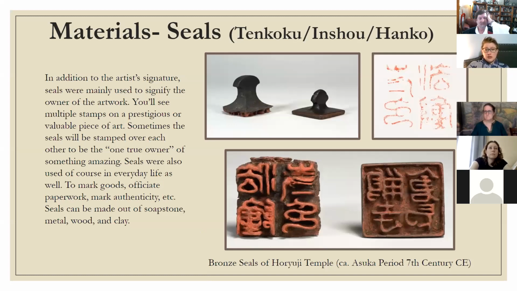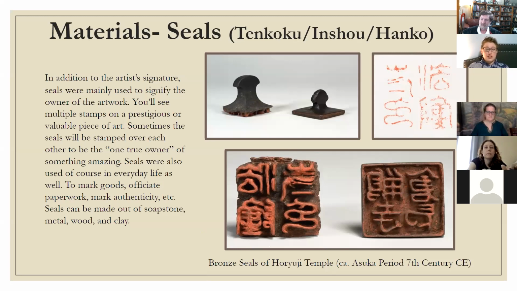Now, seals, or tenkoku insho, and hanko, most people call them hanko. These seals were kind of a signature. So these seals were mainly used to signify the owner of the artwork. You'll see multiple stamps on a prestigious or valuable piece of art. Sometimes the seals will be stamped over each other to be the one true owner of something amazing. Seals were also used in the course of everyday life to mark goods, officiate paperwork, mark authenticity, etc.